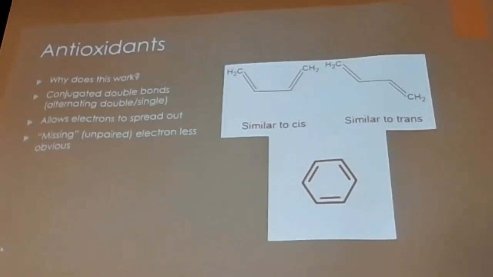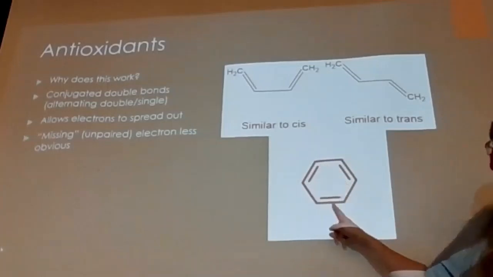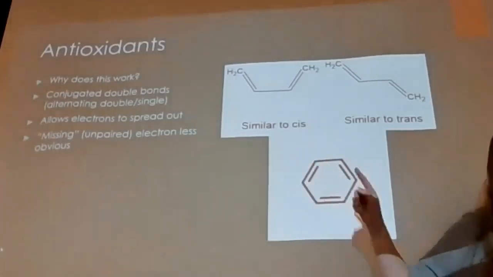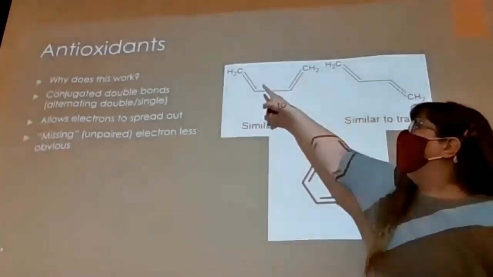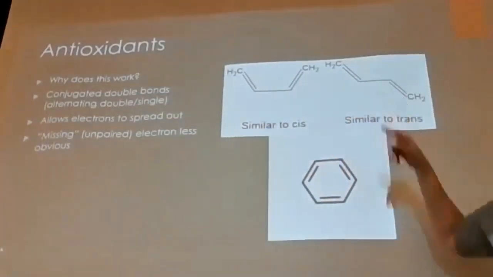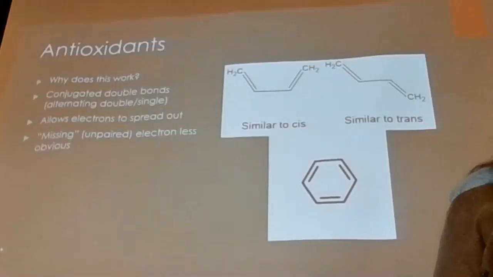So I'm going to show you the molecular structures of several of these antioxidants. What we're going to be looking for is particularly this. Remember, this is our aromatic ring that we saw in some of our fragrant molecules, but also some of them will have double, single, double going on as well. Okay.